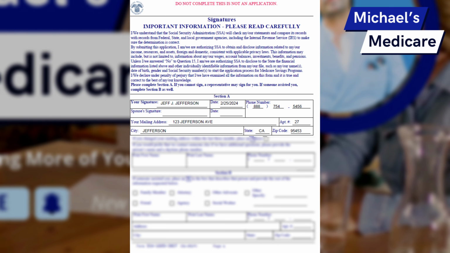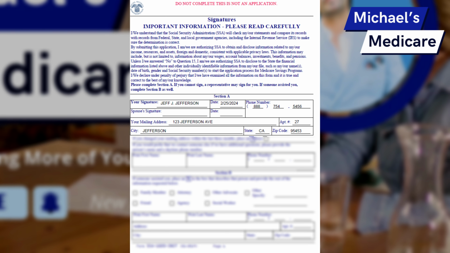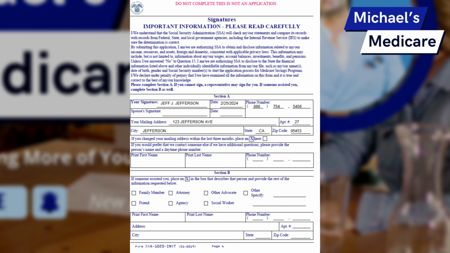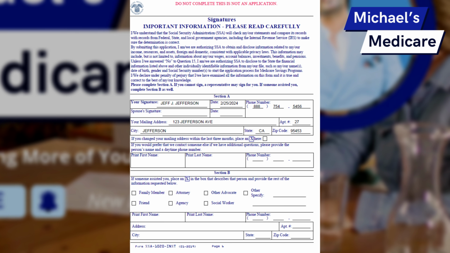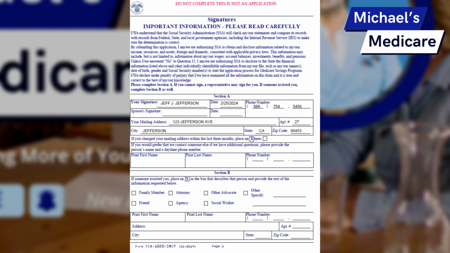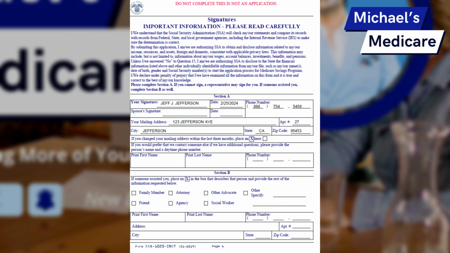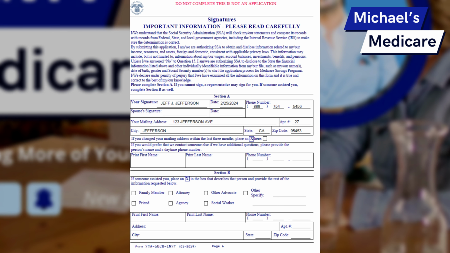But again, obviously that's important so that they can contact you back if they have any questions or need to send you letters. And if you changed your mailing address within the last 3 months, place next year. No, Jeff has not. And I would prefer that we contact someone else. If we have additional questions, please provide a person's name. So if you want to have someone else connected, you could put that there. And then if someone else assisted you, it's going to ask for their information down below.